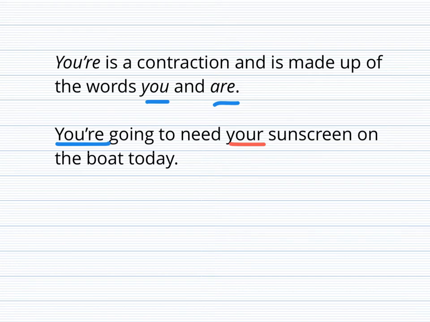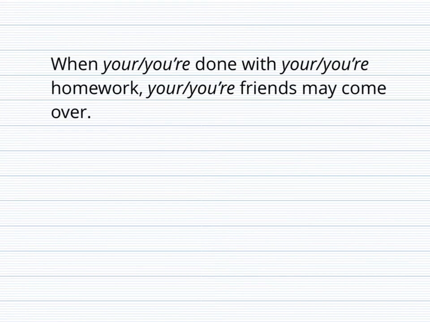If you can substitute in the words you are, then you need the contraction form. You are going to need your. In this case, the second your is a possessive. It's just demonstrating that ownership, your sunscreen. You cannot substitute in the words you are for the second. You're going to need you are sunscreen. That doesn't make sense. So you need the second your, the form Y-O-U-R.